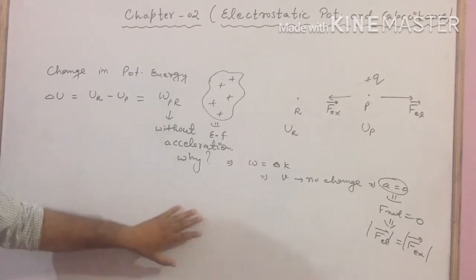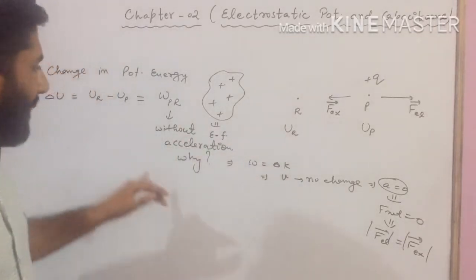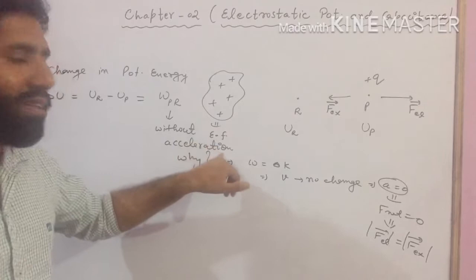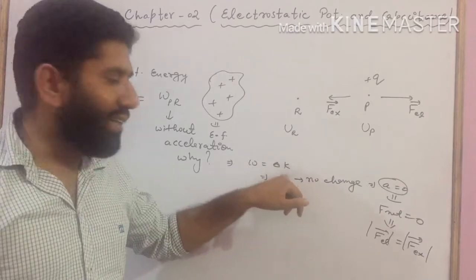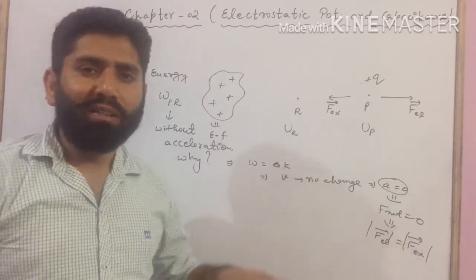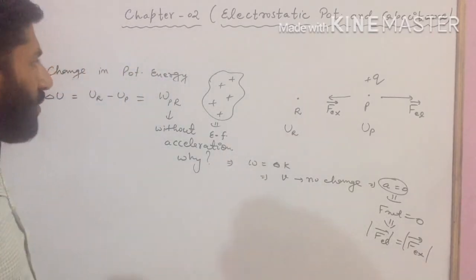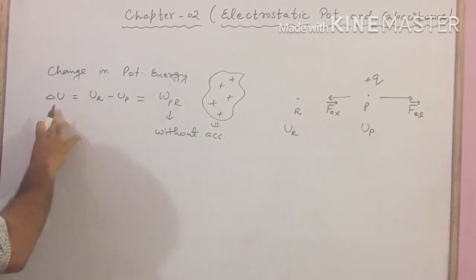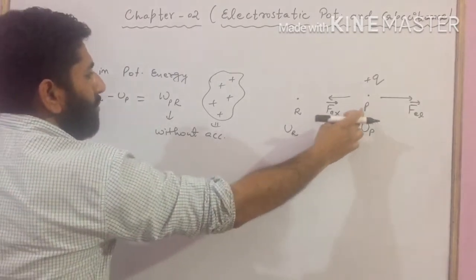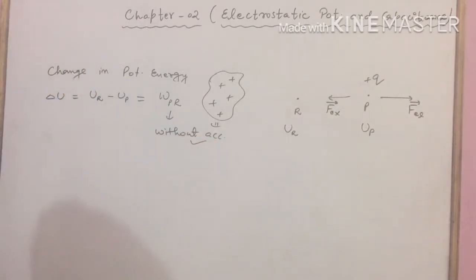Okay, so this part is clear to you. Whenever we are talking about the potential energy or change in potential energy, it is already understood that this motion should be without acceleration. And the reason is, if there will be some acceleration, there will be some change in velocity, and then there will be some change in kinetic energy. That means some part of our work will be converted into kinetic energy. But we simply want to consider potential energy over here. So the change in potential energy is the work done by external force in moving the charge from one point to another point without acceleration. That is how we can define change in potential energy.